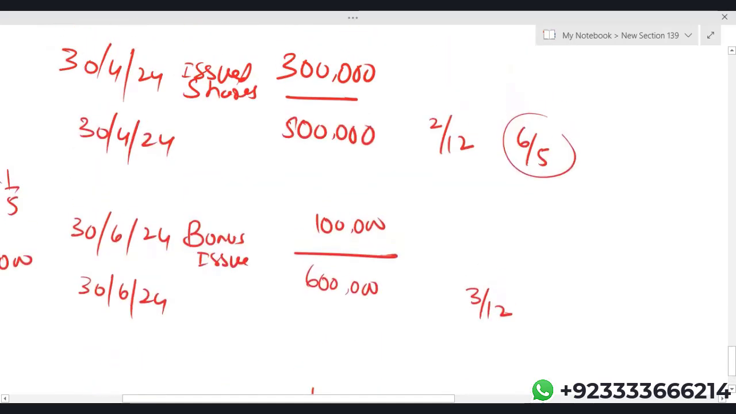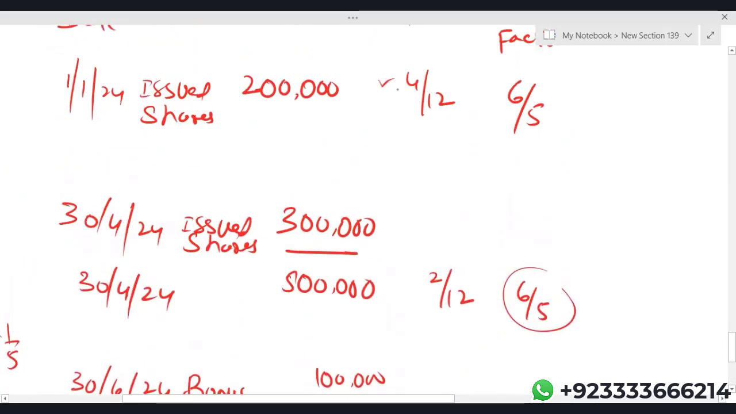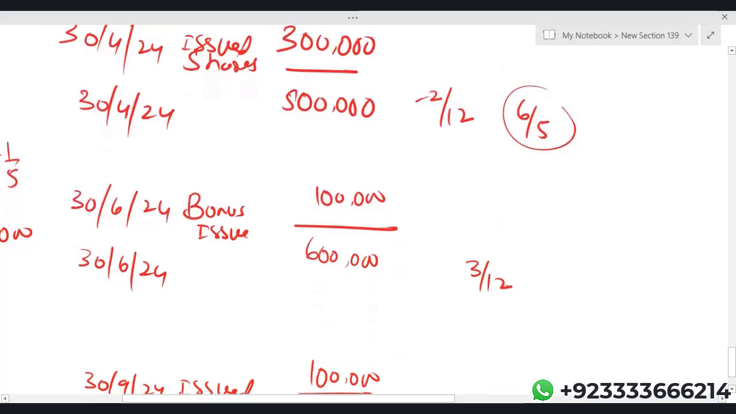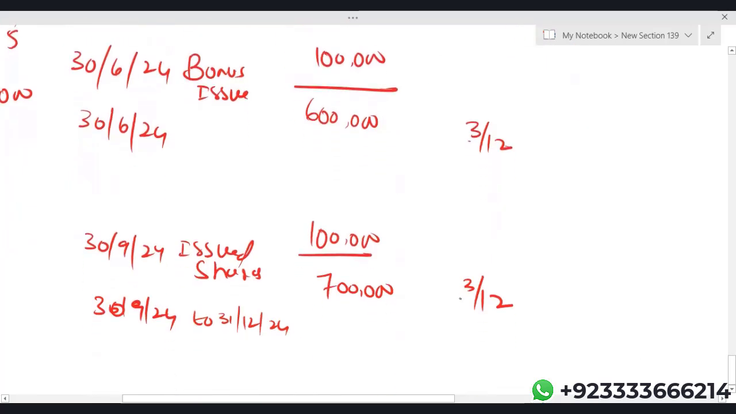Again, you can see that 4 months, then 2, 6, 3, and 3. So basically the total of numerator is going to be either exactly 12 or less than 12. Less than 12 numerator total is possible. I'll tell you when it is possible. It is very much possible because there is a possibility that it is the first year of the company and the company has just incorporated in 2024.